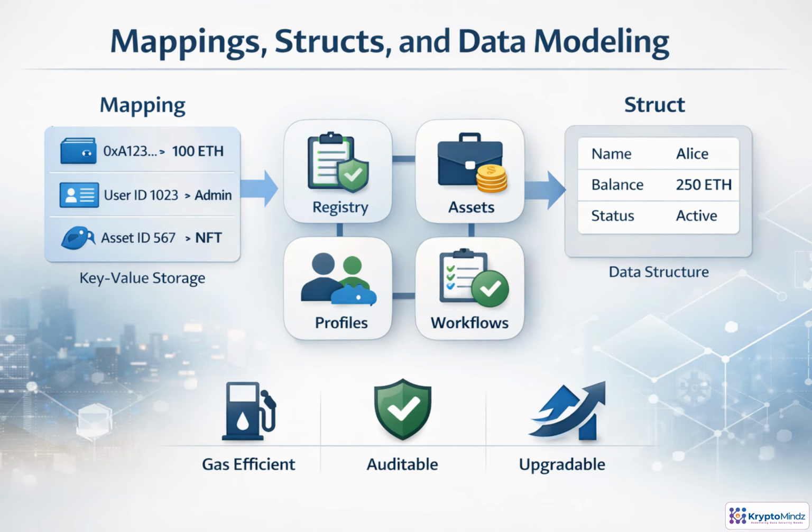For structured data, mappings and structs often work together. A mapping answers: given this key, what record do I get? That key might be an address, user ID, or asset ID. A struct defines what the record contains, such as owner, balance, status, metadata, or timestamps. Together, they support practical models like registries, profiles, assets, and approval workflows. Good design keeps storage compact, makes state easier to audit, and leaves room for future upgrades.